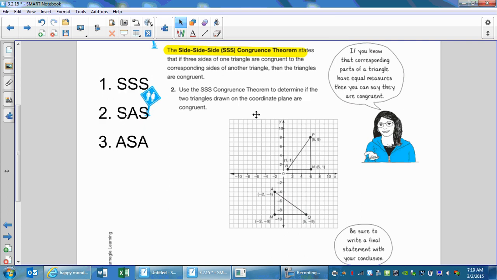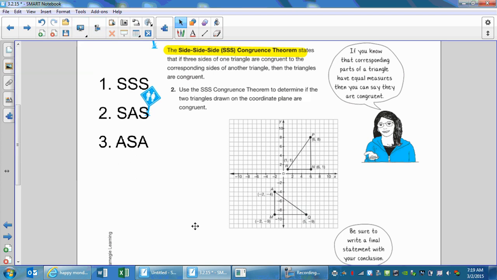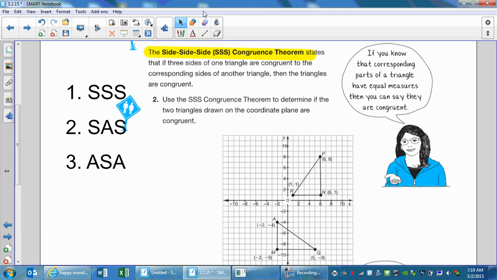So our directions here say use the SSS, side, side, side, to determine if the two triangles are congruent. So you can see they've been rotated. So if we want to find out if they are congruent, we'll have to compare the sides. That's why we already practiced Pythagorean theorem. So this is the short side, and this is the short side.